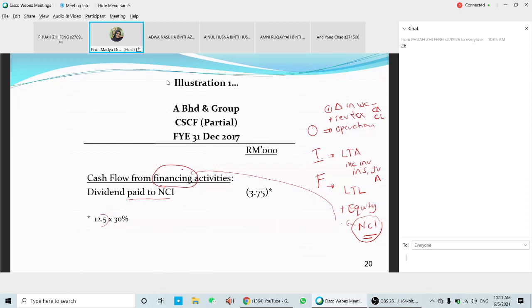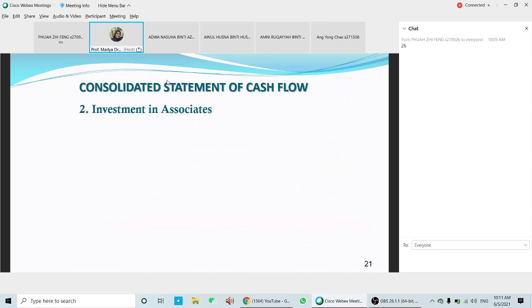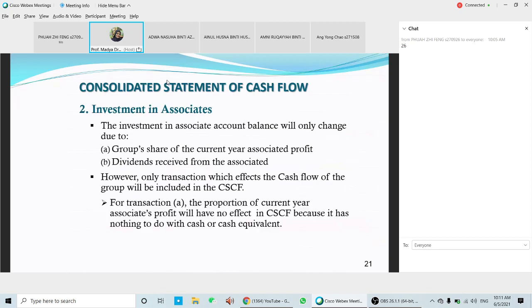Make sure that the activities you put are in the correct category. So NCI is under financing because NCI is a part of equity. Then the other item is investment in associates. Investment in associates is going to affect the cash flow here. We have two things: the first is share of profit from associate, and the other is dividend received from associate.